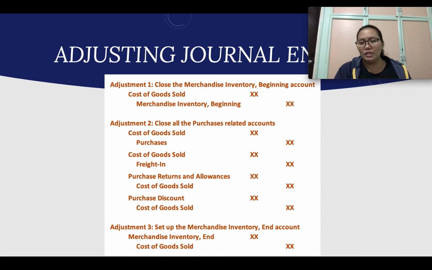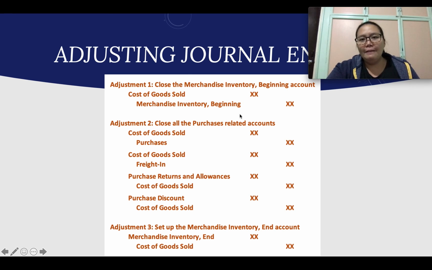So in addition to the 6 adjusting journal entries you have learned in accounting for a service business, we will add a couple of more, no? So what are the adjusting journal entries for a merchandising concern? For these adjusting journal entries we are assuming that you will use the cost of goods sold method in preparing the worksheet. So later on we'll discuss that also. So the first adjustment is to close the merchandise inventory beginning account.